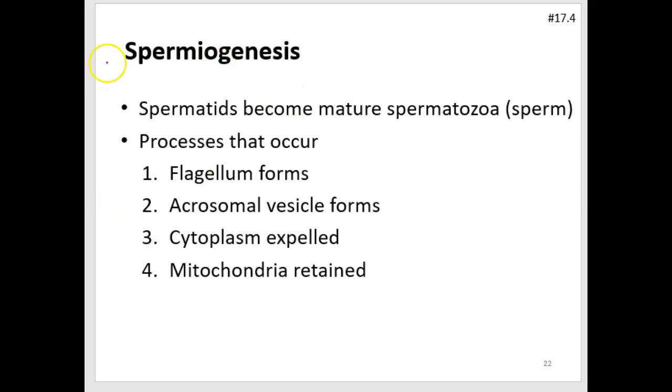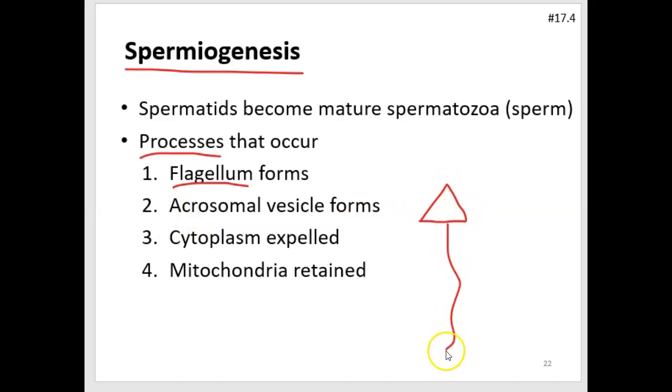So the second process, making the sperm look like what we recognize a sperm to look like, spermiogenesis, involves basically 4 processes. The flagellum forms, of course. But in addition to the flagellum forming, the head of the sperm, I know that's really bad, the head of the sperm forms what's called an acrosomal vesicle, which contains enzymes that can penetrate the ovum.